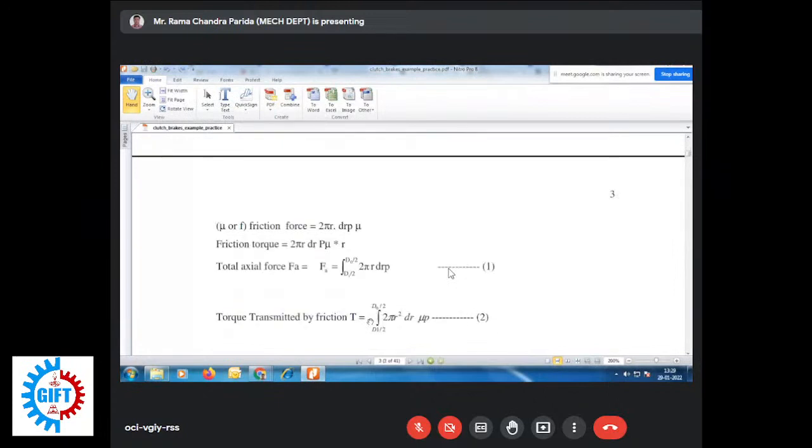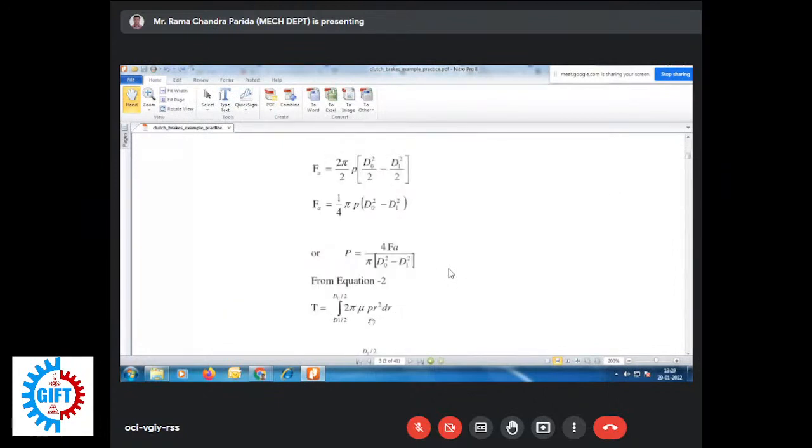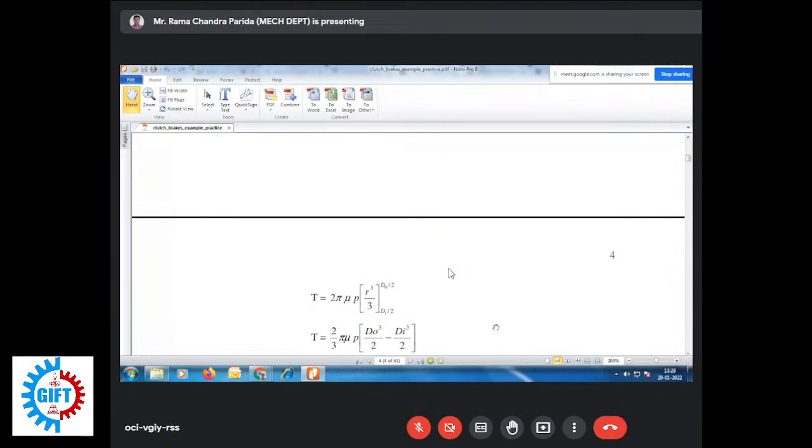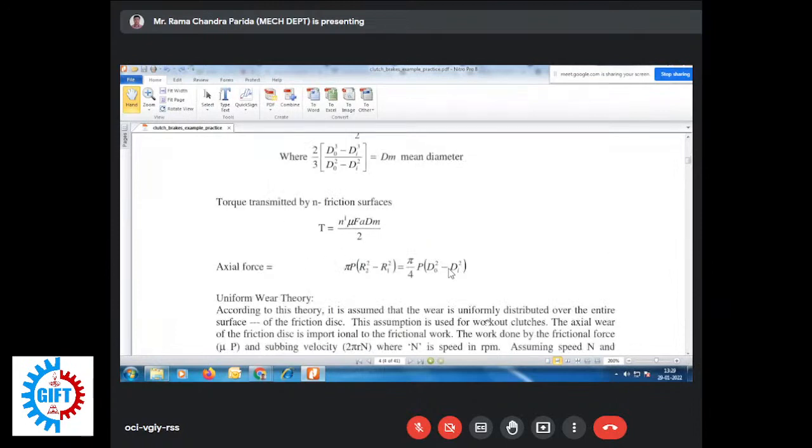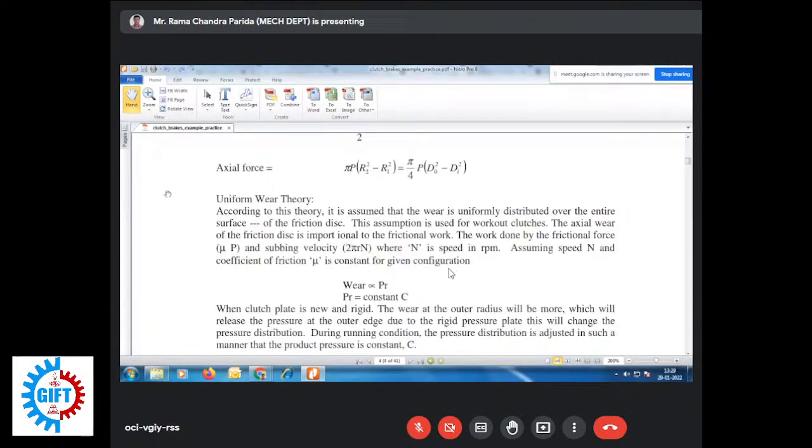So this is not required for you. We directly move to your multiplate clutch, and that actually works based on two theories. One is uniform wear and the other uniform pressure theory.